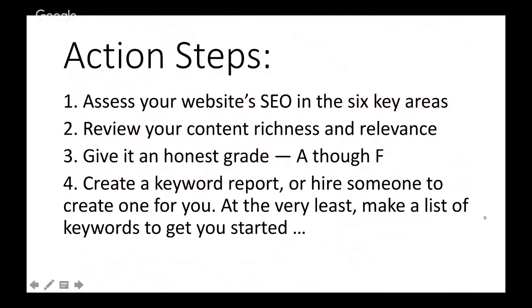So the last couple of minutes, I did want to give you guys a few action steps, right? We've covered a ton, but I want you to have some focus. And I will include these in a follow-up email to you guys, so you don't have to worry about writing them down. Assess your website's SEO in the 6 key areas we discussed. Review your content richness and relevance, and give your website and blog an honest grade. If you don't want to give yourself enough, give yourself a D-. But give it an honest grade so you know honestly where you're at.